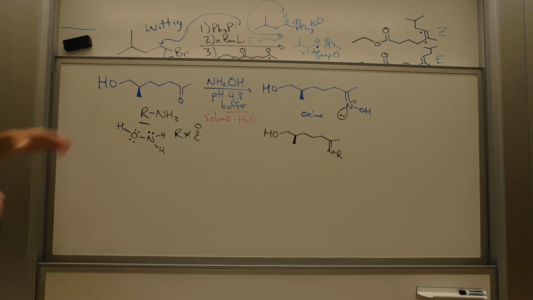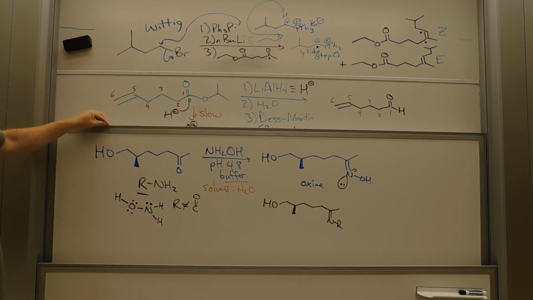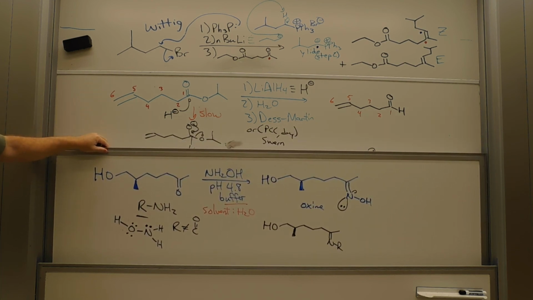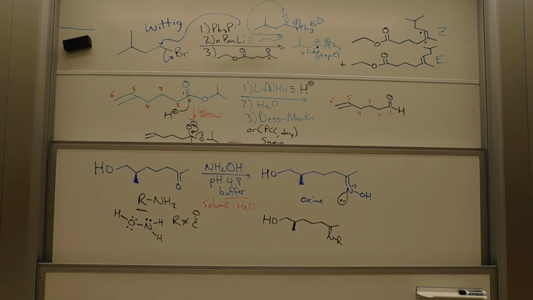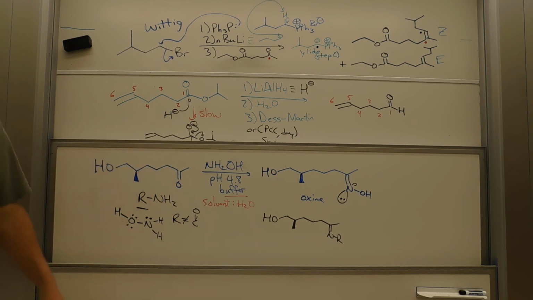Anyway, there's your reactions. So top to bottom, the Wittig, reduction, oxidation. This board does not want to stay down. I'm glad I picked it. And then making hydroxylamine, or sorry, making an oxime with hydroxylamine and an aldehyde or a ketone. And again, this reaction is not going to work with a carboxylic acid derivative. All right. Cheers.